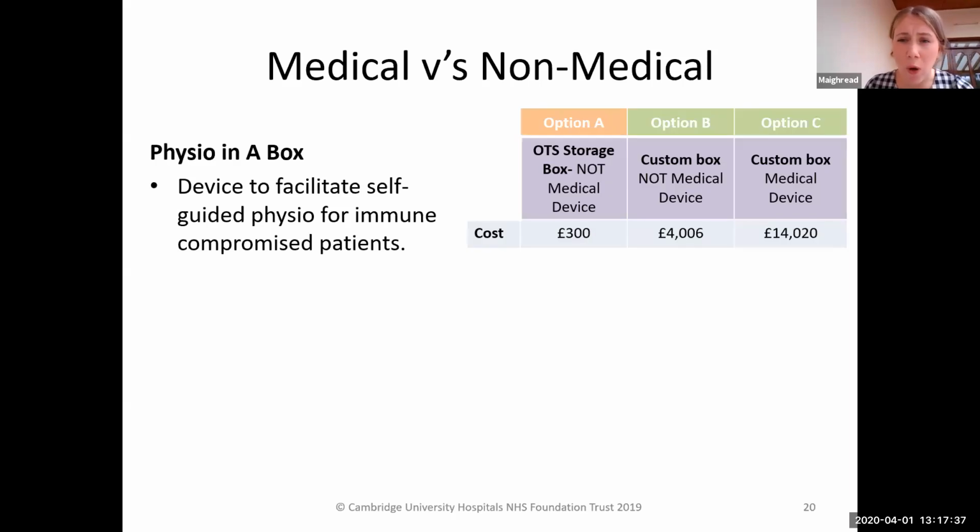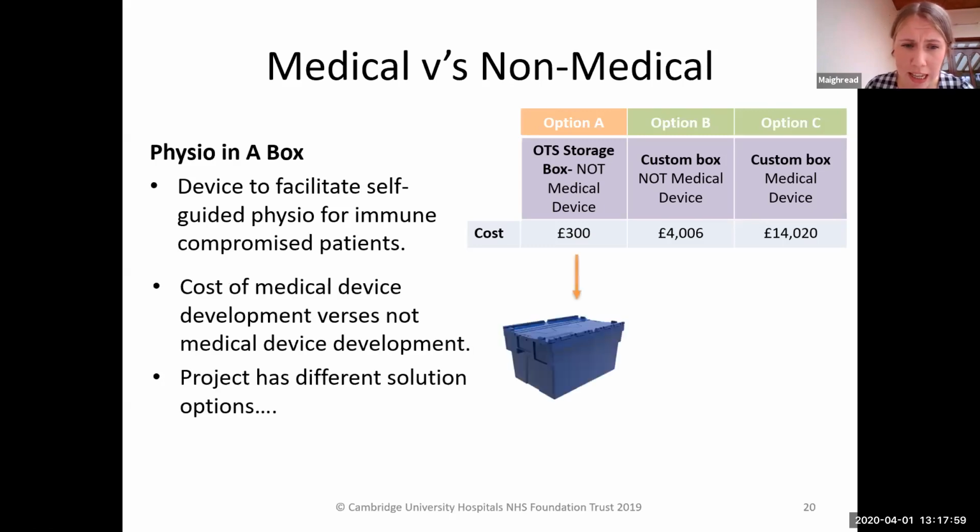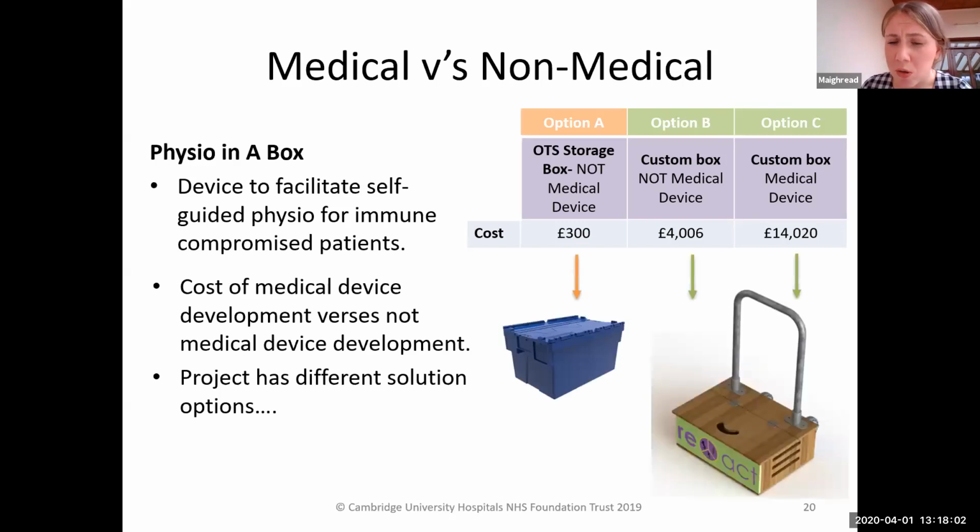So we then looked at what the different options for this were. We were able to provide the physio department with an off-the-shelf storage box, which was simply buying a strong, sturdy box and providing it to them. So there'd be no functionality involved regarding the patient. It would be simply a storage box, therefore not a medical device, which is that image there. We then also could go down the custom route, where we would design and manufacture a custom box for the patients. And this would fall into two categories. It could be a medical device, and it also could not be a medical device.